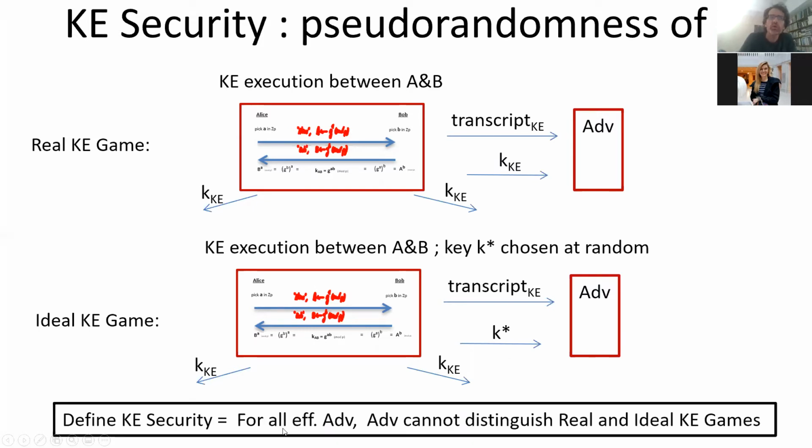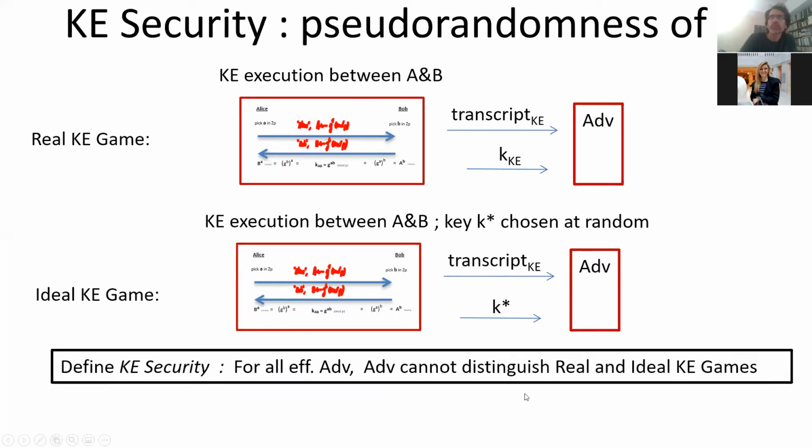Okay, so security is that for any polynomial time attacker, this view and this view are indistinguishable. In other words, the real key exchange and an idealized, cheated key exchange, where the real transcript is followed by an independent key, are indistinguishable. Why is that a useful notion? Let's first see that. So that's the simpler case.